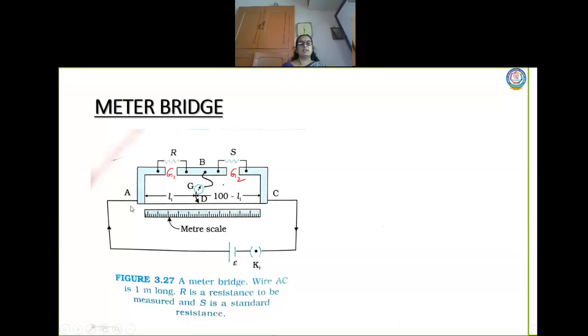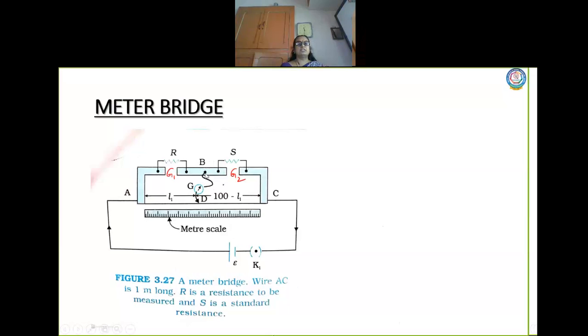So the positive terminal of the cell is connected to end A and the negative terminal is connected to C through a key. Okay, right. So the end points where the wire is clamped are connected to a cell through a key. One end of the galvanometer is connected to the metallic strip midway between the two gaps.